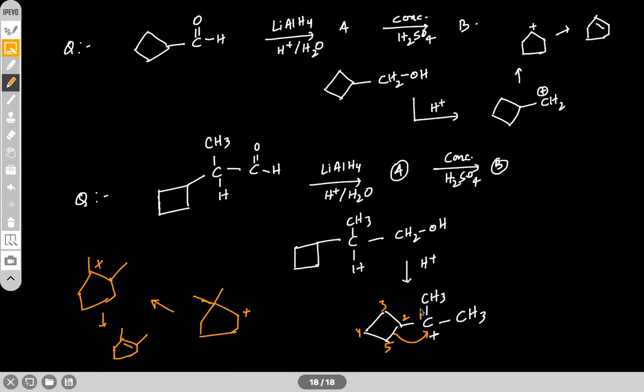The point is, with LiAlH4, the carbon atom takes hydrogen from LiAlH4, and oxygen takes hydrogen from what? From the solvent, that is H2SO4. Tell me the number of products possible in this reaction. Number of products possible in this reaction. LiAlH4. H plus, H2.